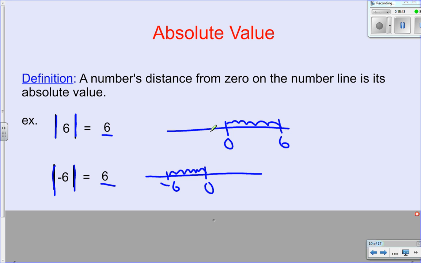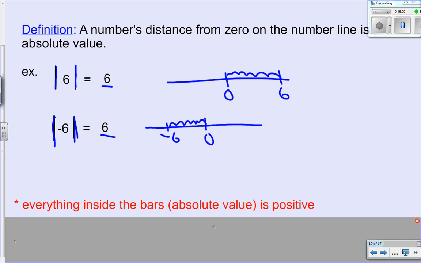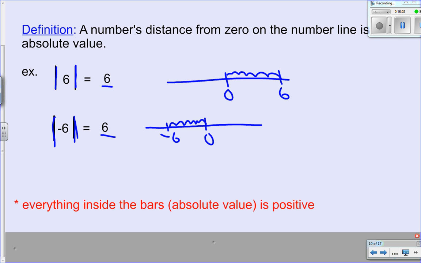That is the concept. What you need to know for practical purposes is that anything inside the absolute value bars is just positive. So if you see a negative 6, it turns into a positive 6. If you have a positive 6, it stays a positive 6. Anything inside the absolute value bars is positive.